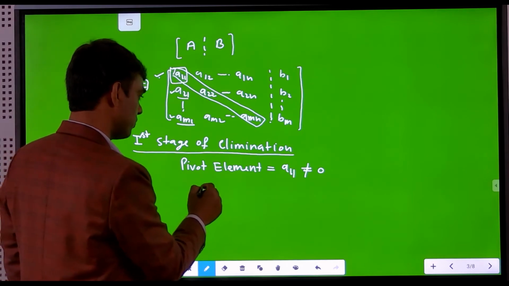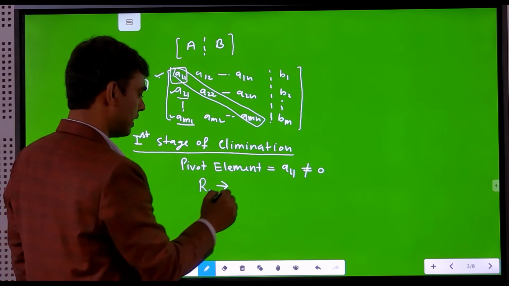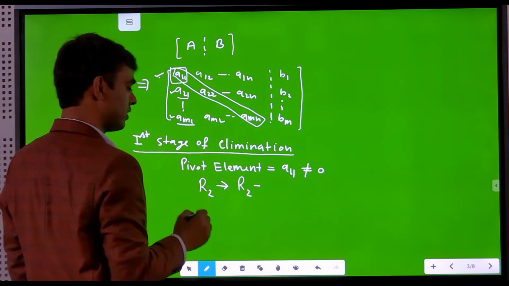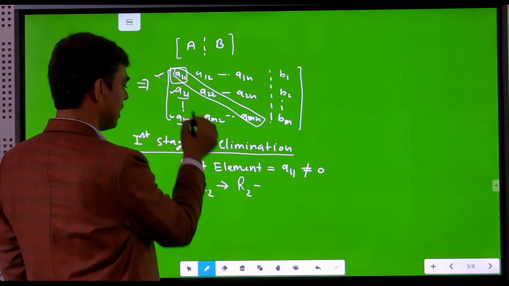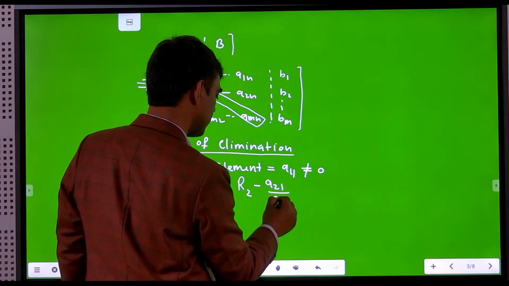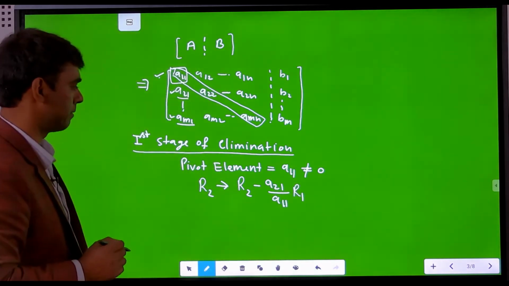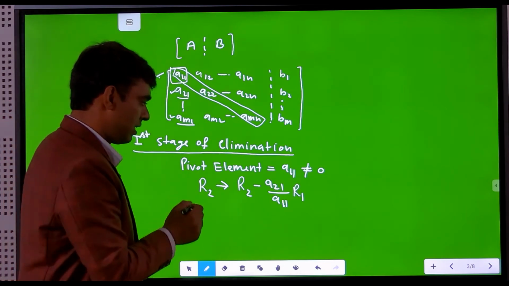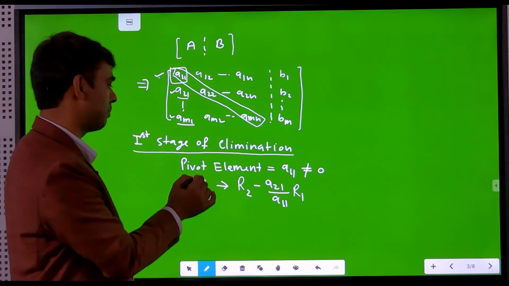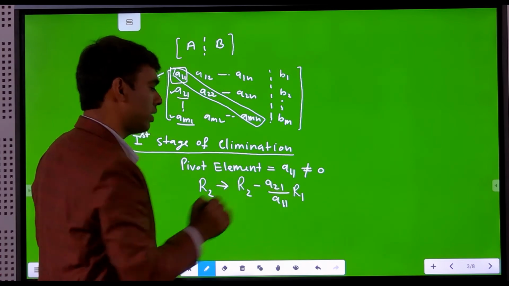In the second row, we perform this operation. R2 tends to what? R2 minus, with the help of the first row, we try to convert this element equal to 0: A21 divided by A11 R1. Then what will happen here? Try to observe this one. Try to concentrate on this operation. R2 tends to R2 minus A21 divided by A11 R1.